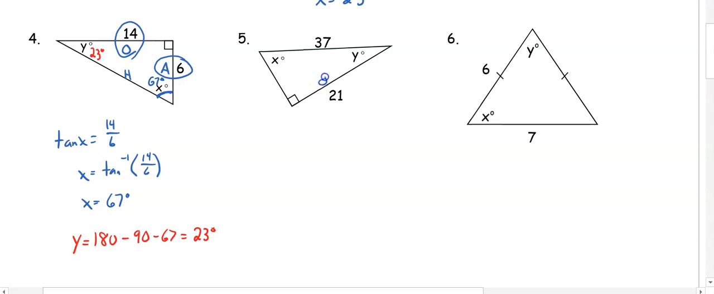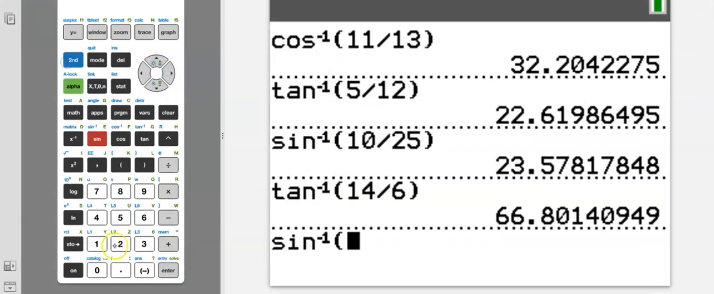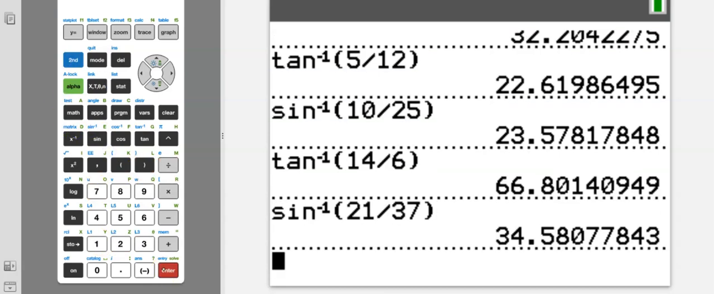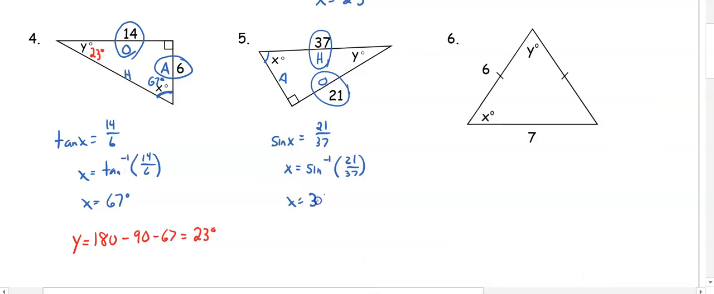In number 5, we have opposite, hypotenuse, and adjacent if we're using the angle with the X. So this would be the opposite and the hypotenuse. So the sine of X equals 21 over 37. We can do our sine inverse. So X equals the sine inverse of 21 over 37. Second sine inverse, 21 divided by 37. That rounds to 35 degrees. So to get Y, we can subtract from 180, 90 minus 35, and that is going to get us 55 degrees.